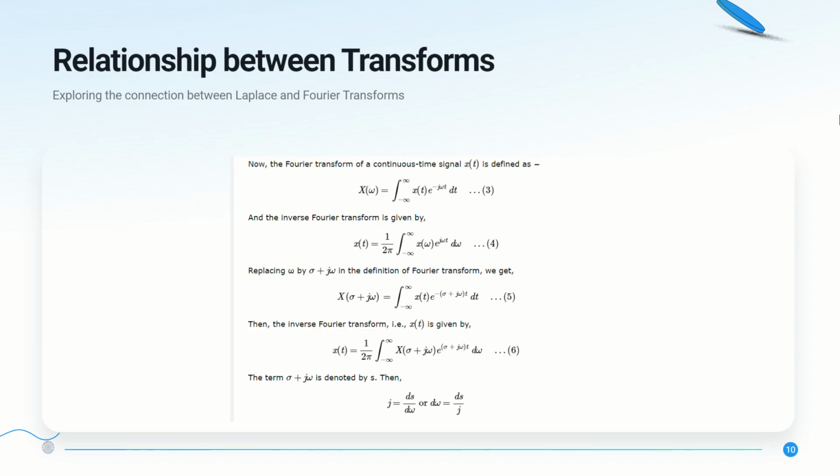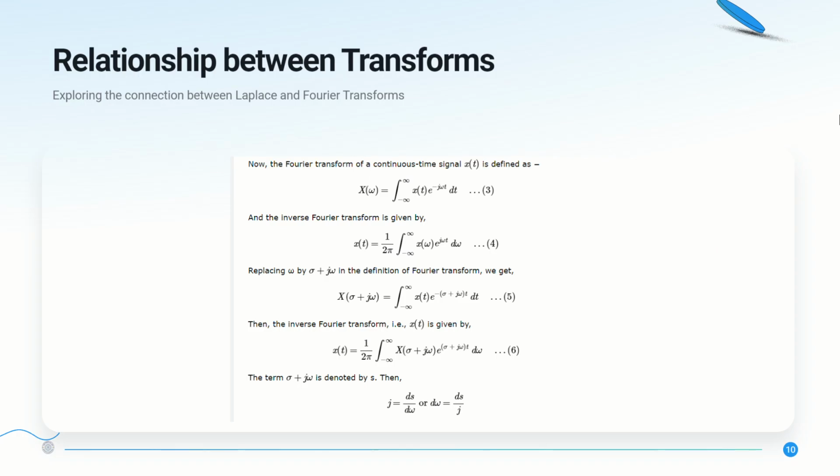Relationship between transforms. The Fourier transform of a continuous time signal x(t) is defined as X(omega) equal to the integral from minus infinity to infinity of x(t) e to the power minus j omega t dt. And then we include the inverse Fourier transform.